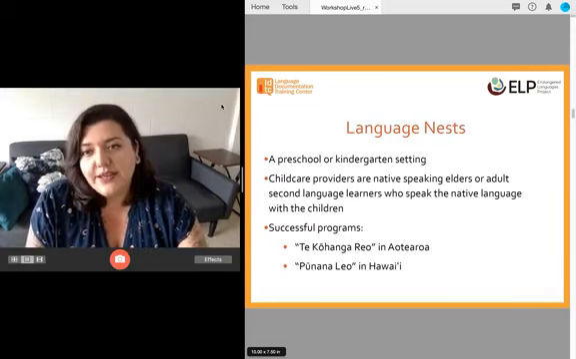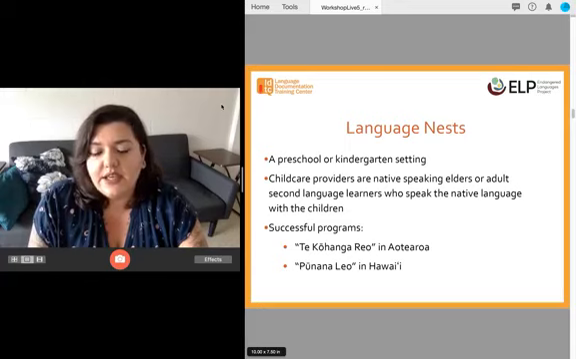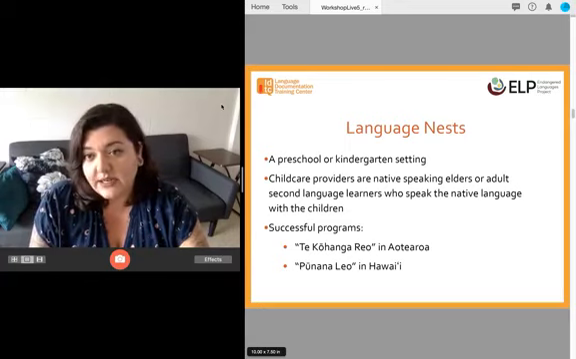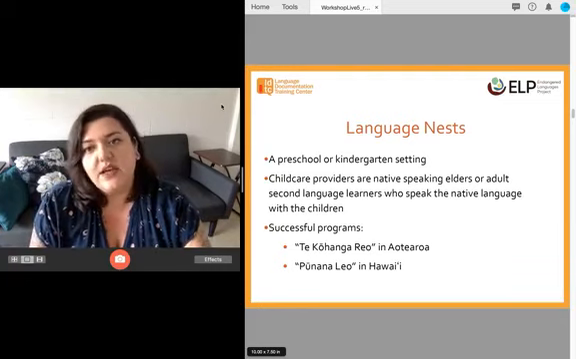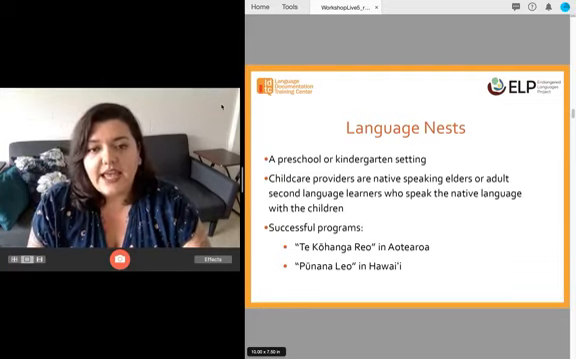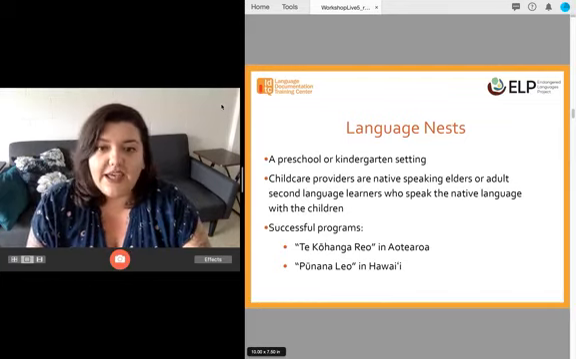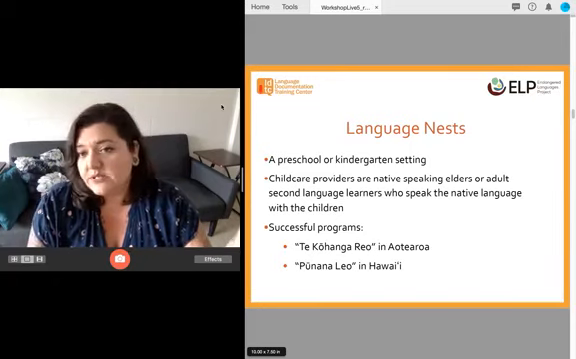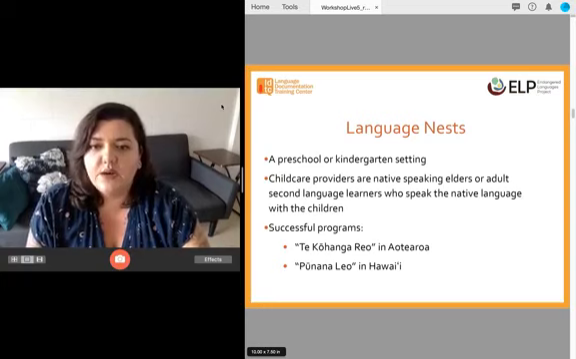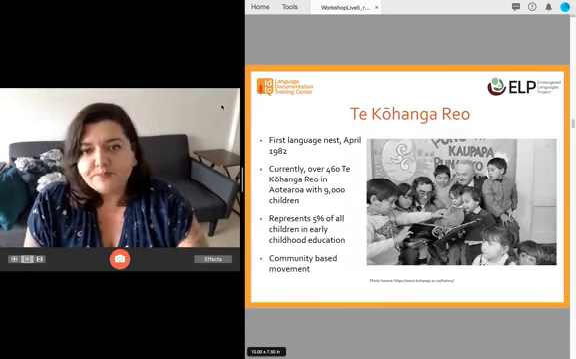So we'll start talking with language nests, which are a very, I think, iconic view on how to approach language revitalization. They are a preschool or a kindergarten setting, where child care providers are usually native speakers or advanced second language speakers, and they speak to the children in the native language while providing child care. There are a couple examples: Te Kohanga Reo in Aotearoa, which is New Zealand, the Maori program, and Aha Punana Leo here in Hawaii are some very well-known examples.